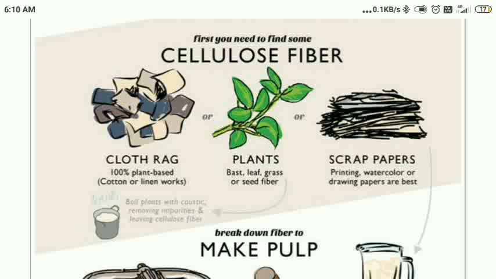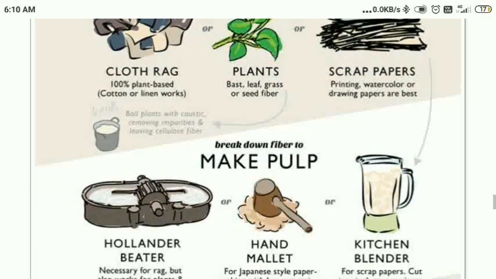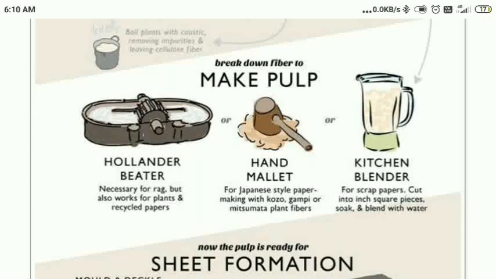And the second thing, we can use plants. Earlier people used stems of the plant. Now leaves also can be used, and the skin of the stems also can be used. Wherever there are fibers, that can be used. Along with that, the old papers which we have used can also be used to make the pulp. So pulp is nothing but a paste-like thing, like when you grind something in a mixer at home. That paste-like thing is called pulp.